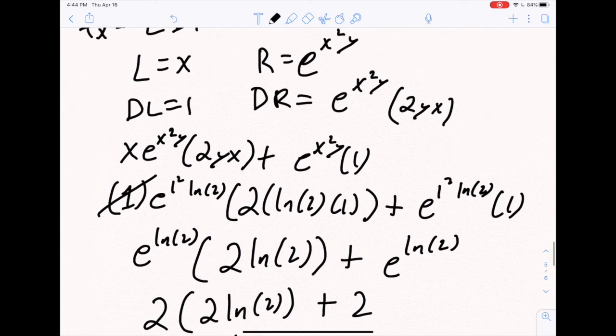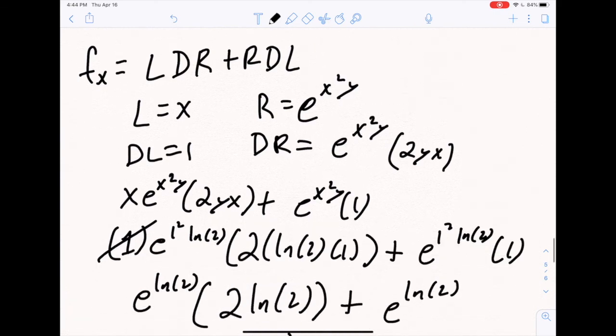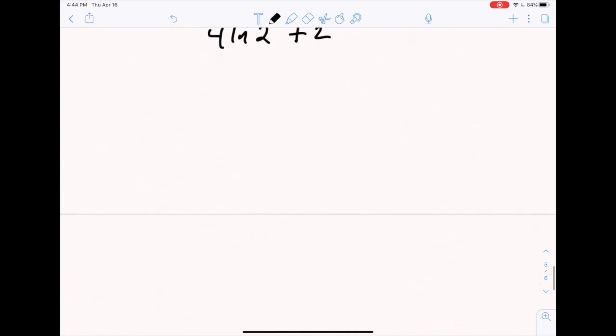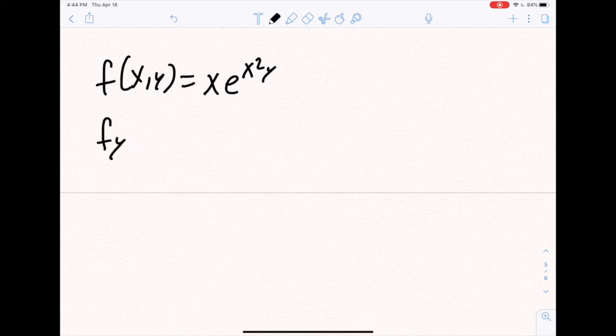All right, with that in mind, let's turn our attention to finding fy. So remember, our original function is f of xy equals x times e to the x squared y, and we want to find fy. Here, we don't have to do product rule, because remember, now we're treating x like a constant. So the derivative of f with respect to y is just x times the derivative with respect to y of the function e to the x squared y.